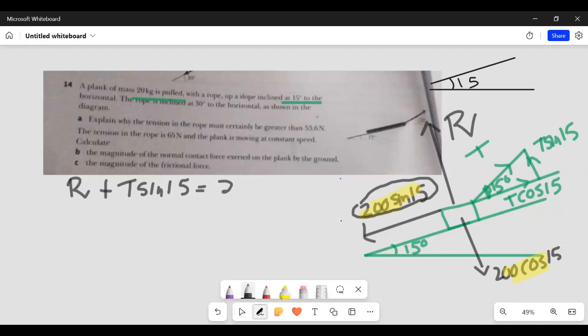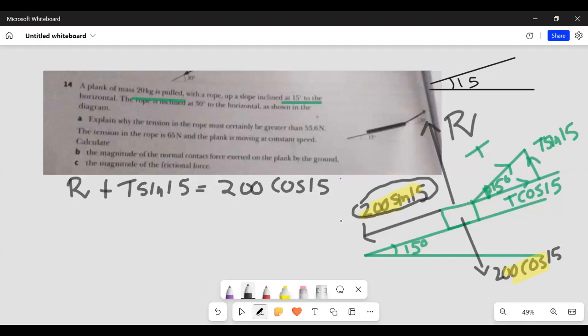Can we find T from here? We can't, because we don't have R either. R पता होता तो हम तो T निकाल के दिखा देते कि look, this is T. So this is not helpful so far. How else can we find T?